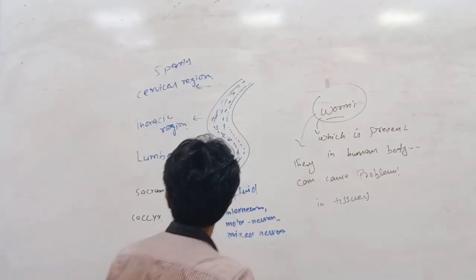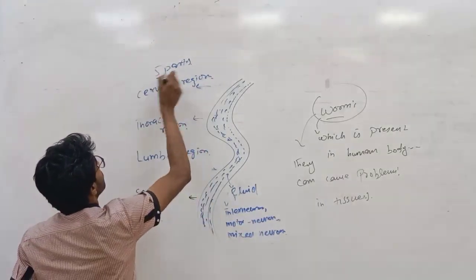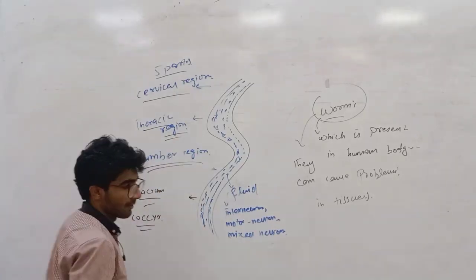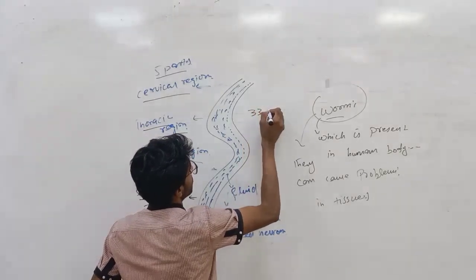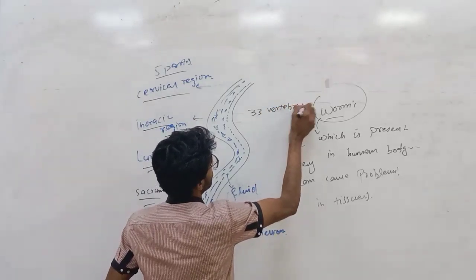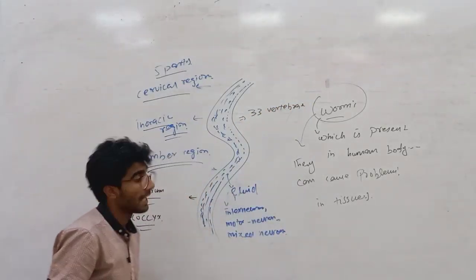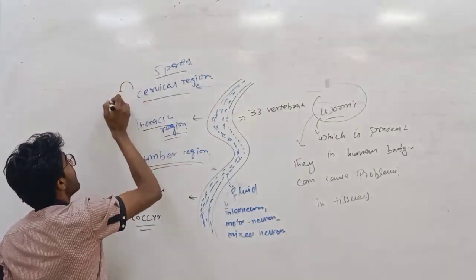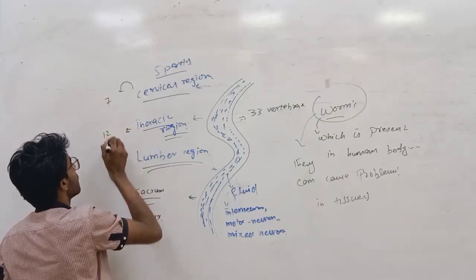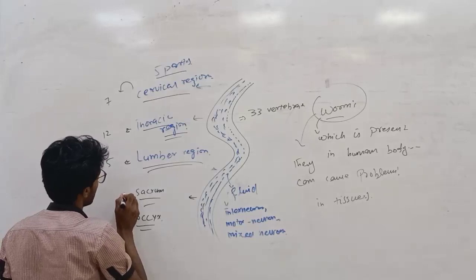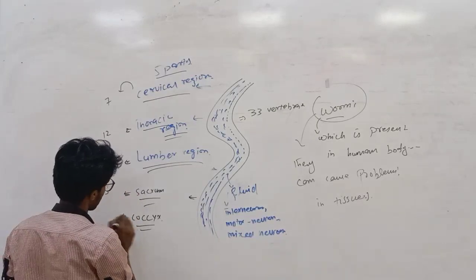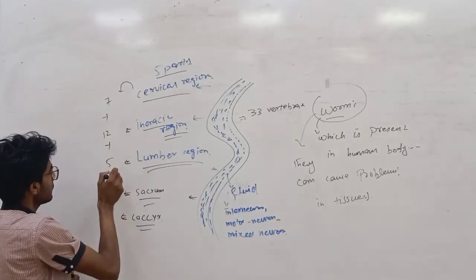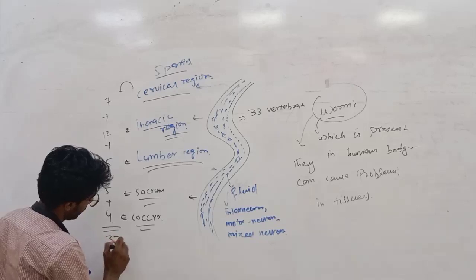Actually, these 5 parts have pairs. There are 33 vertebrae present in the vertebral column, and each part has its own vertebrae. The cervical region has 7, thoracic has 12, lumbar has 5, sacrum 5, and coccyx, the last one, has 4. If we add all these, it totals 33.